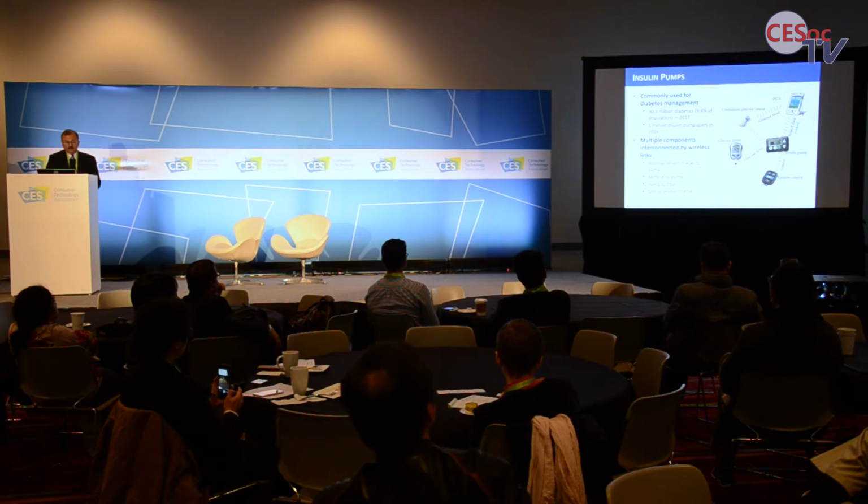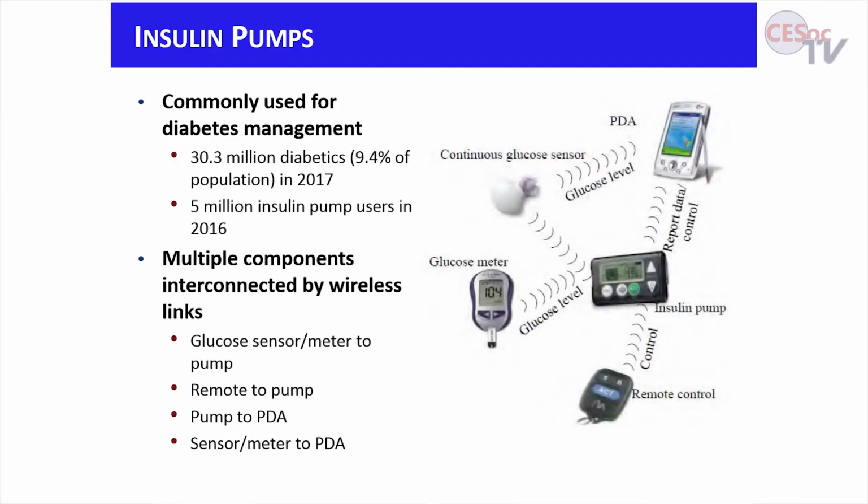If you look at insulin pumps, there are about 30 million diabetics in this country, 9% of the population, and there are 5 million insulin pumps being used in this country. And the different components talk to each other wirelessly. There's a glucose sensor, there's a glucose meter, there's an insulin pump. They all talk to each other wirelessly.